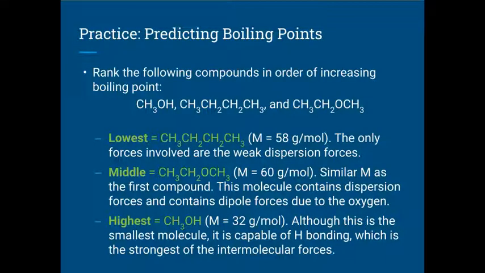So now you can use what you've learned about drawing Lewis structures, predicting that three-dimensional shape, using that delta EN, or what you know about electronegativity differences to figure out the direction of the dipole moments of the bonds and the dipole moment overall for the molecule. And then you'll be able to figure out which intermolecular forces are present, and then you can figure out which one is going to have the highest boiling point. So take some time and practice those.